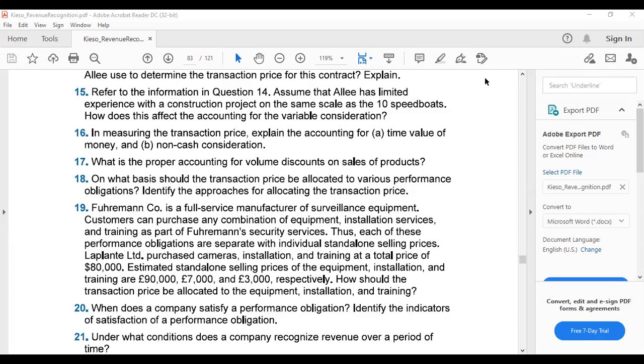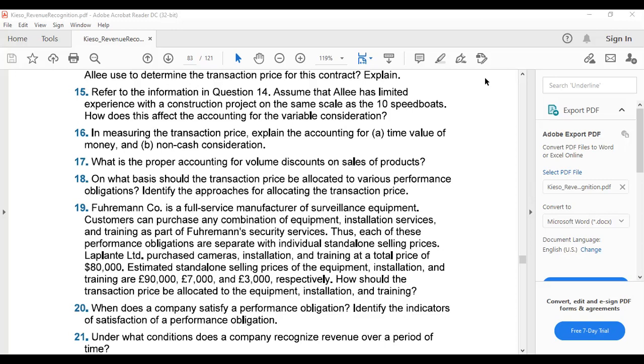So what is the allocated price for the equipment? What's the allocated price for the installation? And how much is the allocated price for training? Yes, sir. 90,000, 7,000, and 3,000 respectively. So how should the transaction price be allocated? So the total here is 100,000, right? Yes, sir. And then you have to allocate the total revenue of 80,000 for the total sales price.